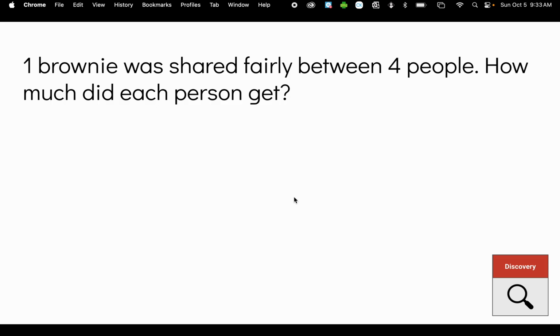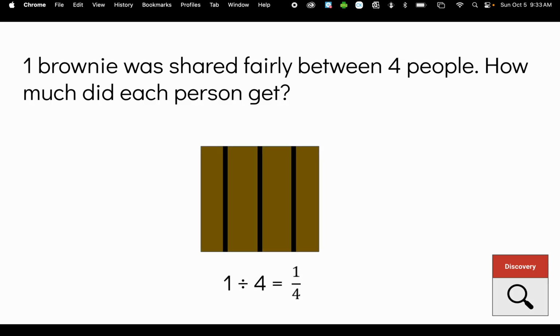Again, go ahead and try this one on your own. One brownie between 4 people. Make sure you have the division problem and the fraction written down to represent this. Good, you should have written down 1 divided by 4, which equals 1/4. Again, this one whole, the 1 is from the thing that you're splitting up, that you're sharing. The 4 is how many sections it's being divided into.